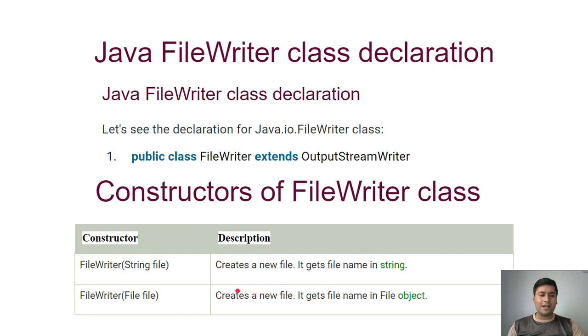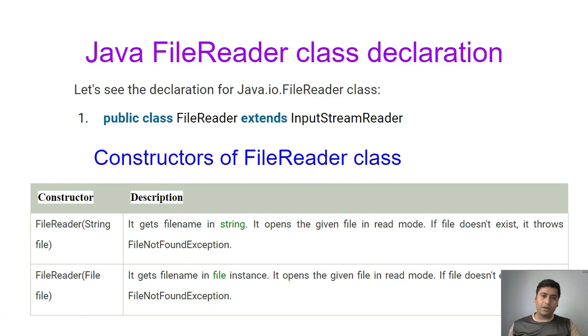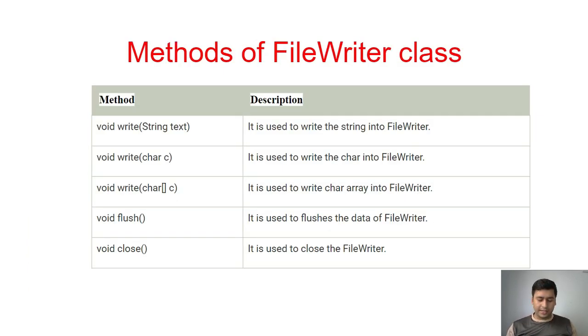It's very easy. Before doing anything, let me explain what methods are available in FileWriter. The write method is used to write a string into the file. You can write a character, and you can write a character array also. You can flush it and close it. Those are the things you can perform with FileWriter. I'm not talking about FileReader as of now. Let's do the practicals of FileWriter and see how all those methods work.